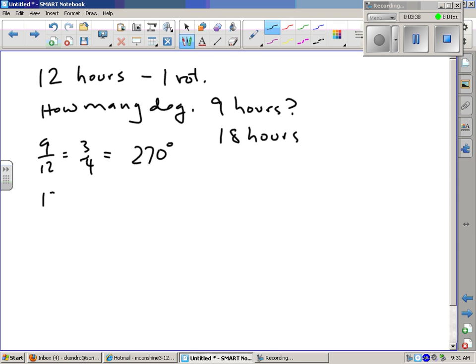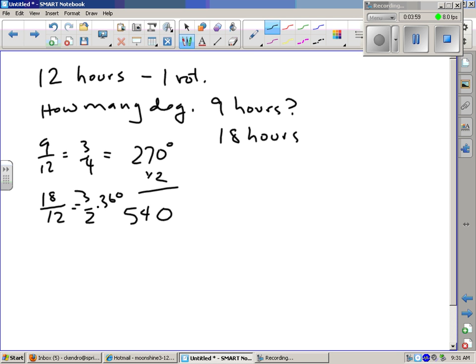What about 18 hours? Well, you can do the same thing, 18 out of 12. Or you could even just multiply this by 2, knowing that it's double that. So either way, it's 540. So 18/12 you can reduce to 3/2, and then multiply that by 360. That gets you 540 as well.